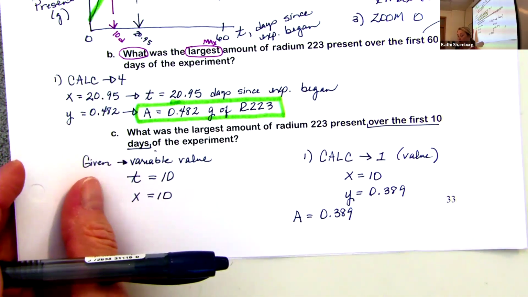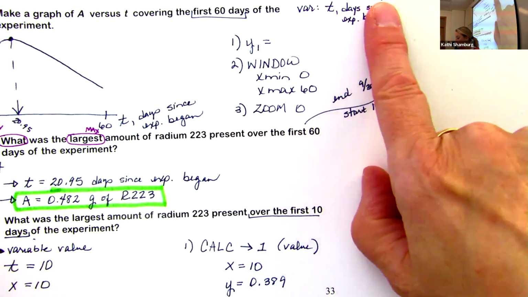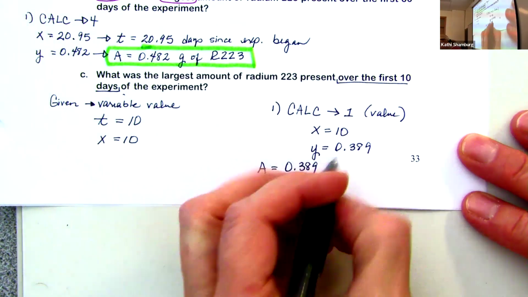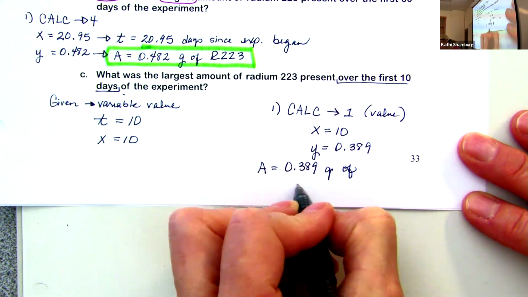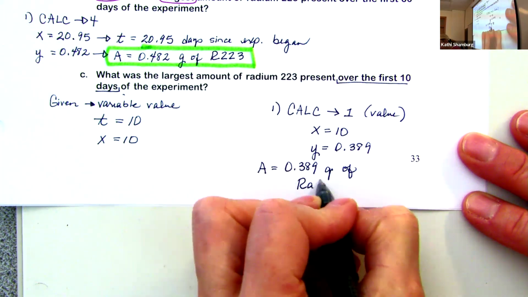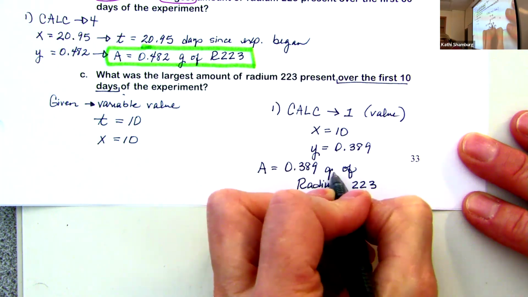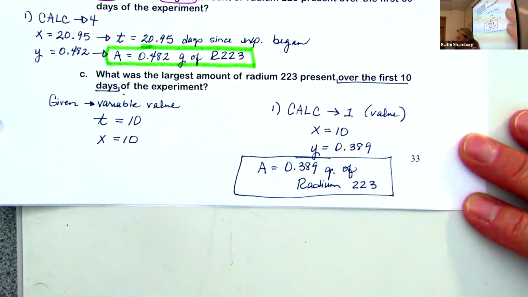You can go to your graph. You can go to your ordered pair. You can go here. It's grams of radium-223. Now, we've answered the question and it is correct.